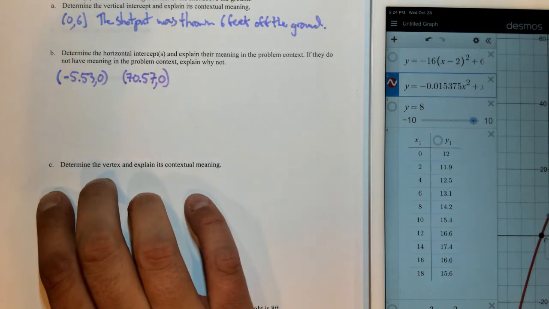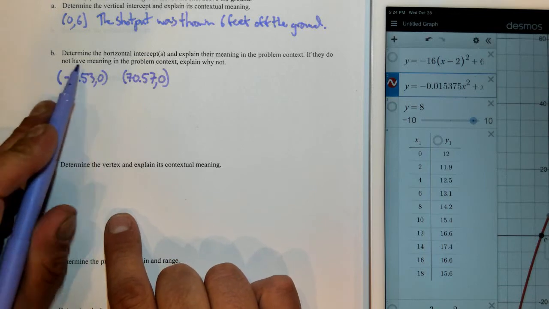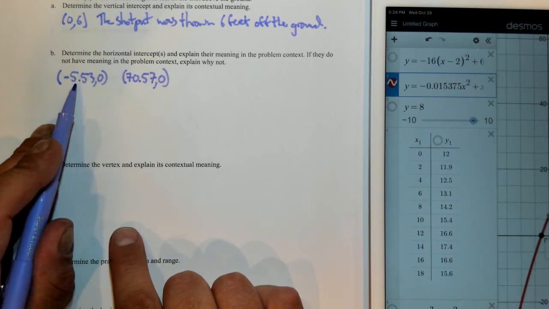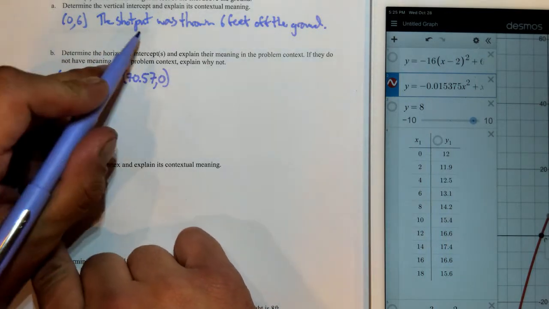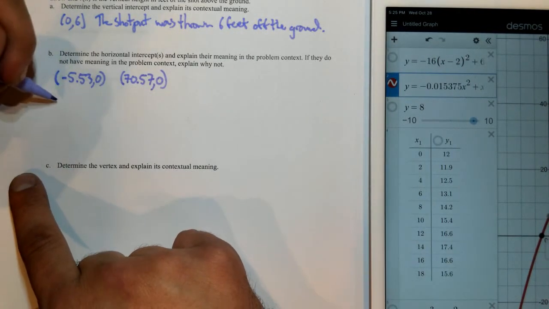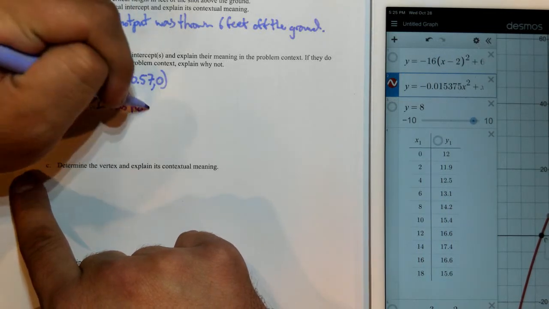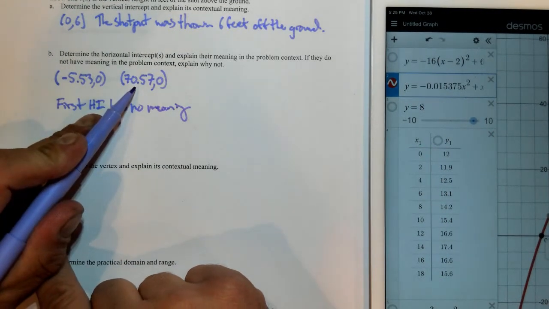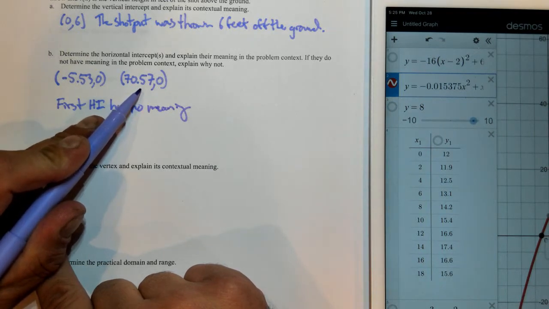And again, in this case, our first horizontal intercept is negative. It's negative feet in this case, and so this doesn't really make sense because we know that it was thrown from 6 feet off the ground. So the first horizontal intercept has no meaning. The second one, though, does have a meaning, and it shows that the shot put hit the ground 70.57 feet horizontally from when it was thrown.